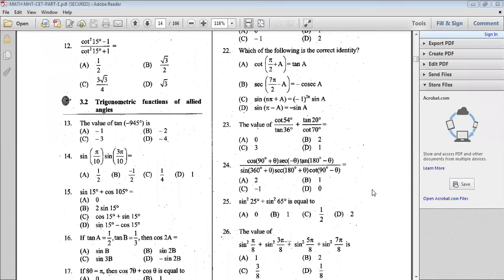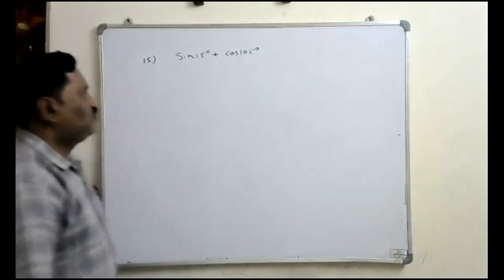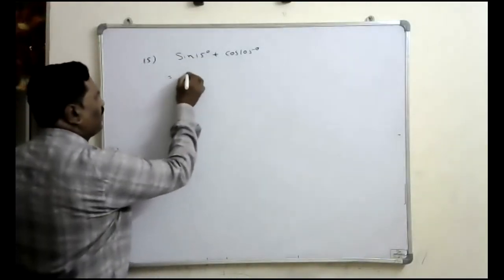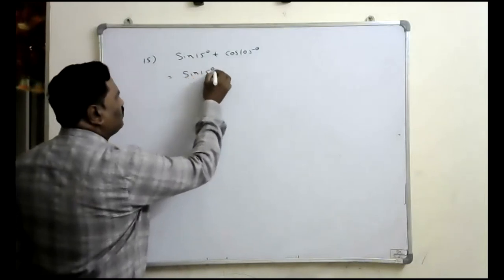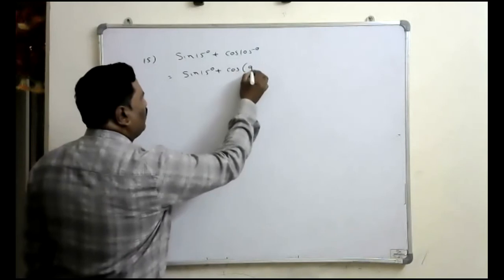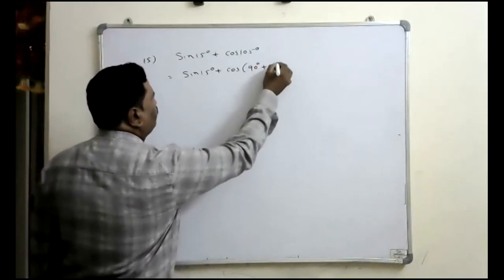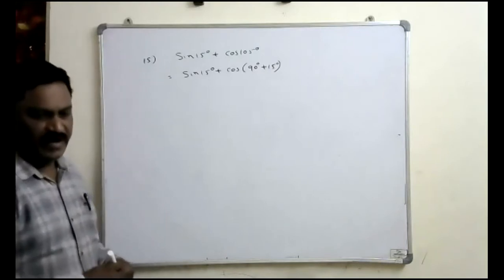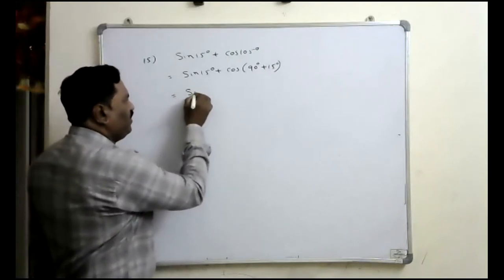Observe this problem number 15. That is sine 15 degrees plus cos 105 degrees. Sine 15 plus cos 105. To find this, of course, here we know the value of sine 15. But if we come to this cos 105, you can write it as 90 plus 15 degrees. So then it is sine 15 degrees.